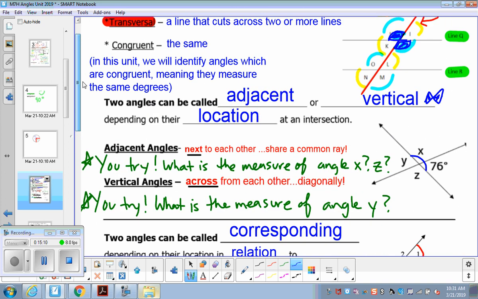So we've got adjacent for next to each other and vertical for across from each other. Vertical is across from each other diagonally. Next to each other, they share the common ray for adjacent.